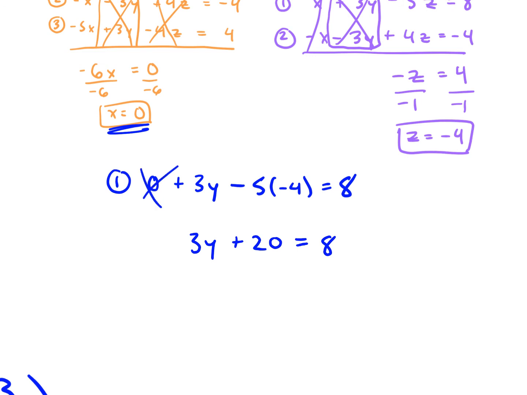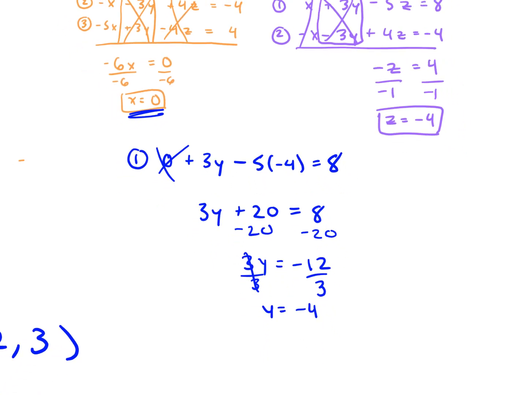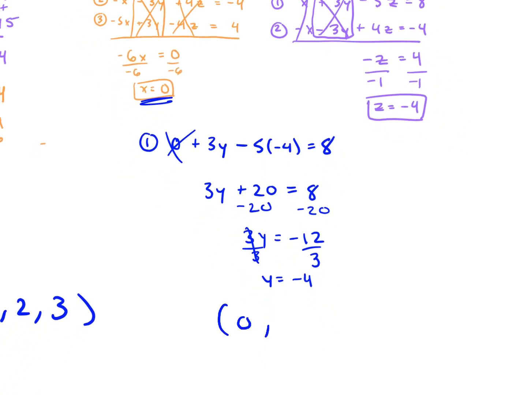What should I do next? Minus 20, minus 20. So 3y is equal to negative 12. And then what should I do? Divide both sides by 3. So what's y equal to? Negative 4. How do I write my answer? 0, negative 4, negative 4. Awesome. X, Y, Z.